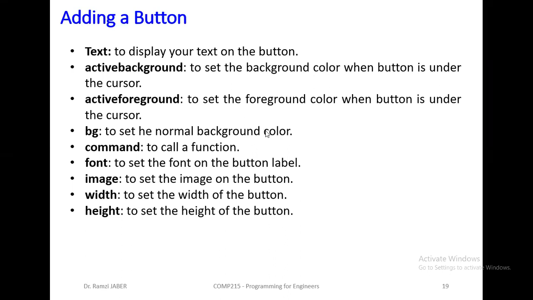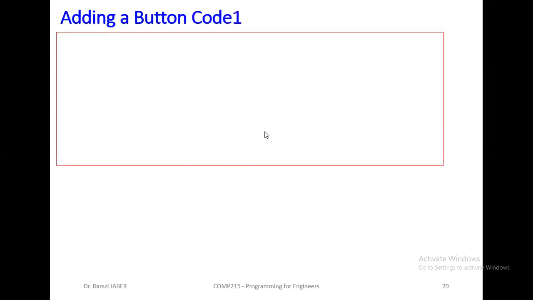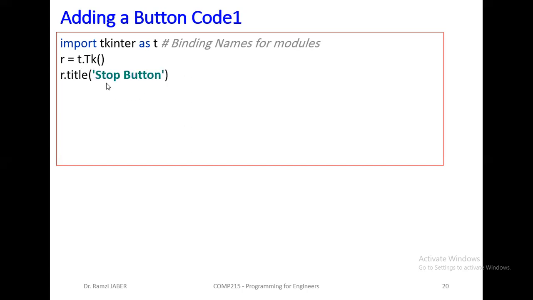So let's try the first code. Adding a button, code number one, or example number one. We can use binding names for modules. If you remember in our last lectures, we can use this: import tkinter as t, an alias to avoid always writing tkinter dot. So just write t.Tk. We can use the class name inside it or put a title. r.title, you can put whatever you want here.